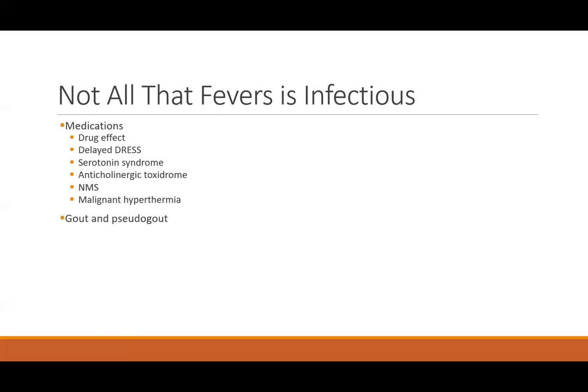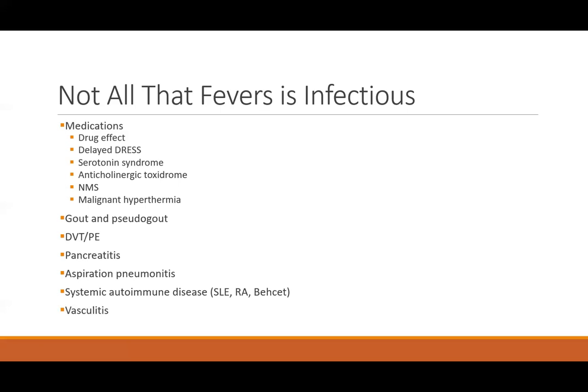Gout and pseudogout we commonly see in the hospital, and that can cause a low-grade fever. DVT and PE can be incredibly inflammatory and cause a fever. Pancreatitis, even in the absence of a superimposed infection. Aspiration pneumonitis can cause fever before it turns into a pneumonia. Any kind of our systemic autoimmune diseases, so like lupus or RA, can cause fever. Any of the vasculitises can cause fevers. Malignancy, most specifically lymphoma and leukemia, although any malignancy can do it.